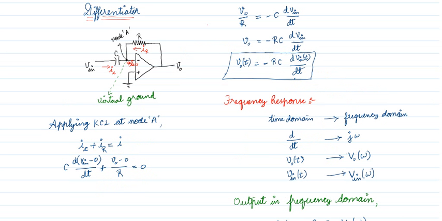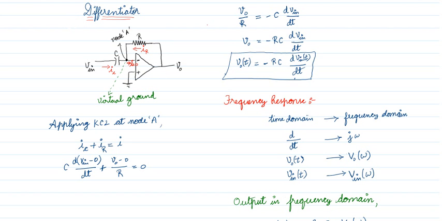First, let me start with the differentiator. What is a differentiator? A differentiator will process the input, that is, differentiate the input signal. The output of a differentiator will be the differentiation of the input signal. So this is the differentiator circuit. You have to remember this circuit.